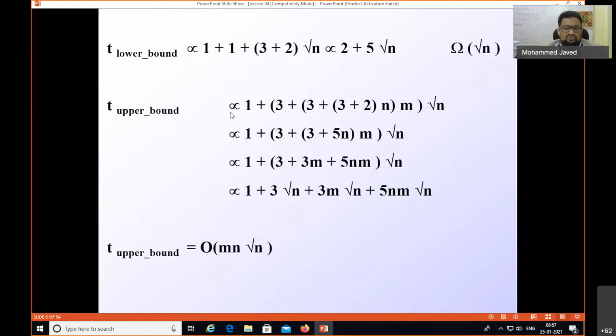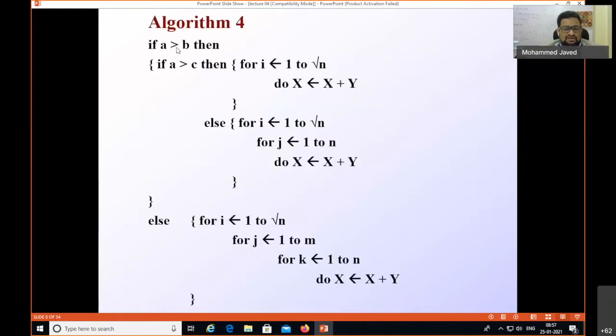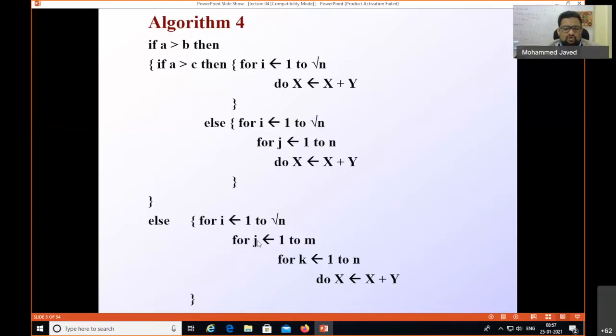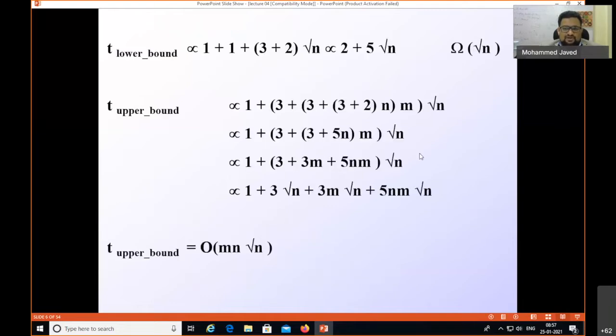Now let us see the upper bound, which is proportional to, in the same way, the if condition fails, and then what happens? 3 operations for this i for loop, 3 operations for the j for loop, 3 operations for the k for loop, and 2 operations for the statement x equal to x plus y. So 3 plus 2 is for n, and this operation is for m, and this whole thing is for root n. When you simplify this, you get 1 plus 3 root n, 3m root n plus 5nm root n. The biggest term in this particular case is m into n into root n. So the upper bound for this algorithm is big O of mn root n.